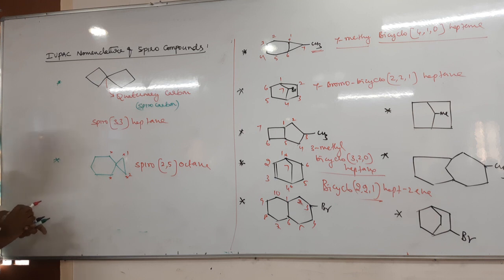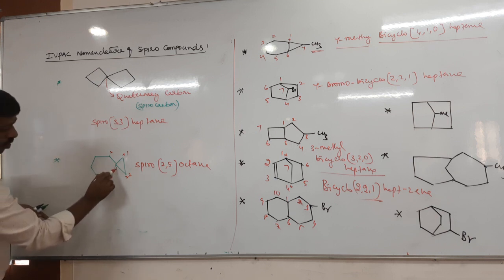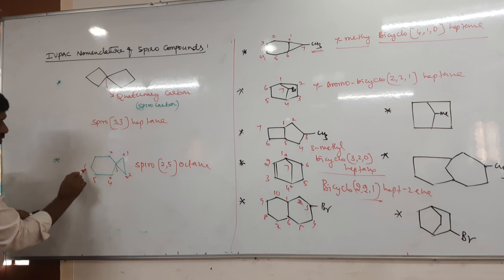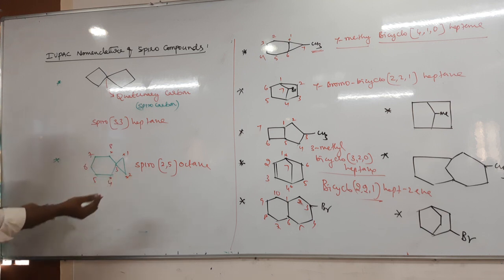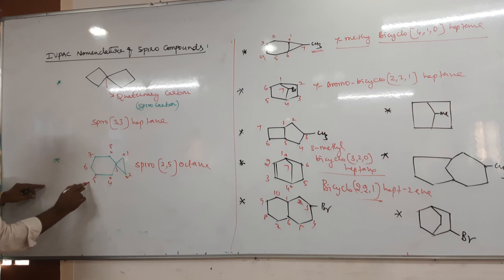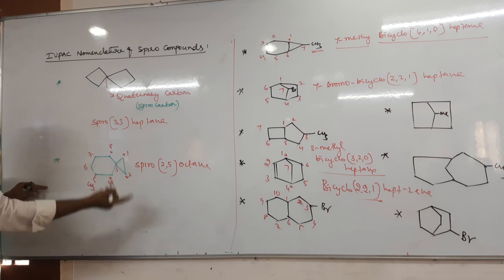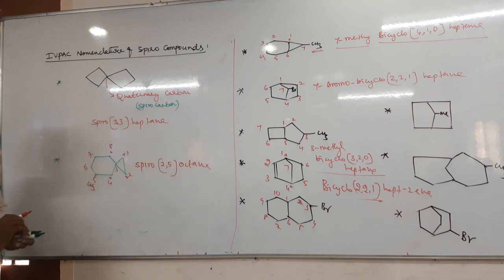Right. Then tell me 3, 4, 5, 6, 7, 8. If there are substituents present, you can give the numbering. Then suppose here methyl is there. If there is a methyl here, what do you write? 5 methyl, then spiro, other things are same.